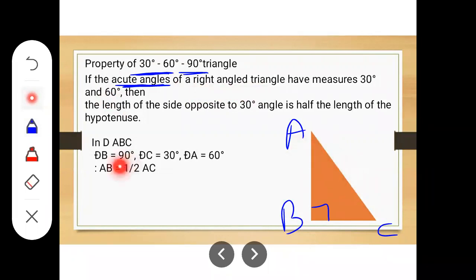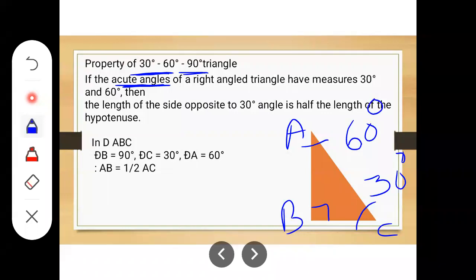Now, what is given here? As I already mentioned, angle B is 90 degrees. Here angle B is 90 degrees, C is 30 degrees and A is 60 degrees. Now let's mention the measurement. C is 30 degrees and A is 60 degrees.